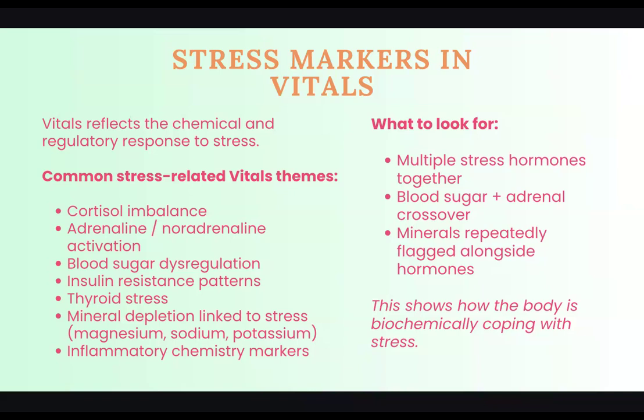Insulin resistance patterns, thyroid stress, mineral depletion. So you might see some of those markers in there, inflammatory chemistry markers. It actually says inflammation in our vitals, which is great. Maybe some multiple stress hormones together, blood sugar plus adrenals. So you might look for these things kind of pairing up, right? So this is our next step.